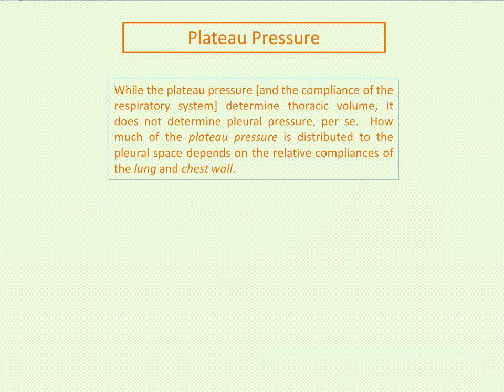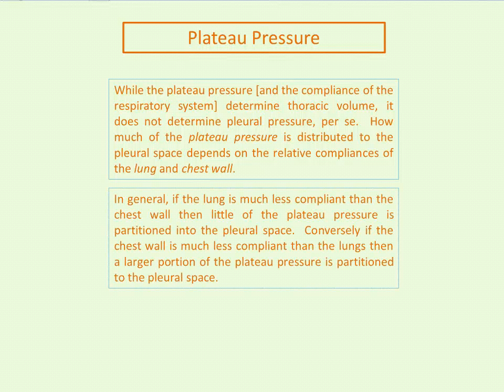So the plateau pressure, which is a measure of the compliance of the respiratory system, determines thoracic volume. It does not determine the pleural pressure per se. How much of the plateau pressure, again this is the pressure at end inspiration, is distributed to the pleural space depends on the relative compliances of the lung and chest wall. So if you have a given plateau pressure or a given static pressure of the respiratory system, how much of that, really alveolar pressure at end inspiration, is partitioned to the pleural space is dependent upon the relative compliances of the lung and chest wall.